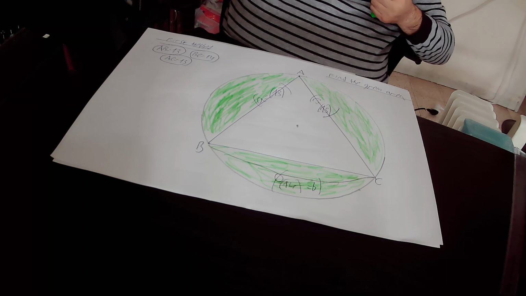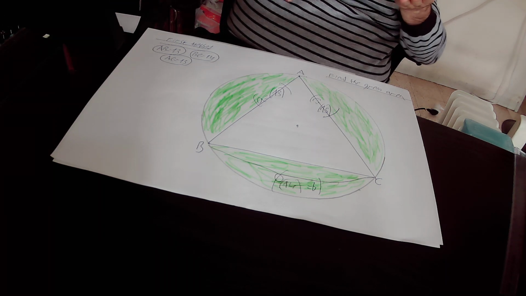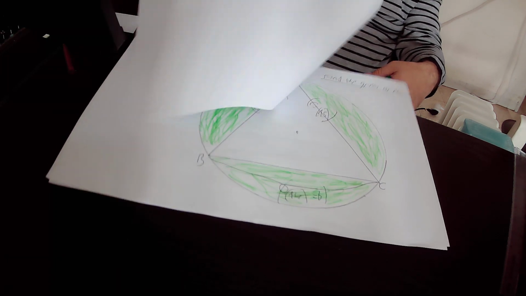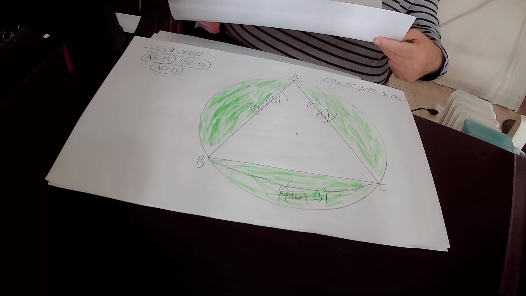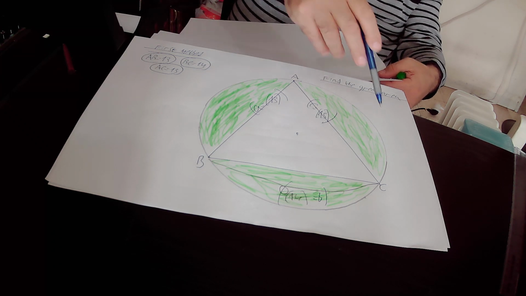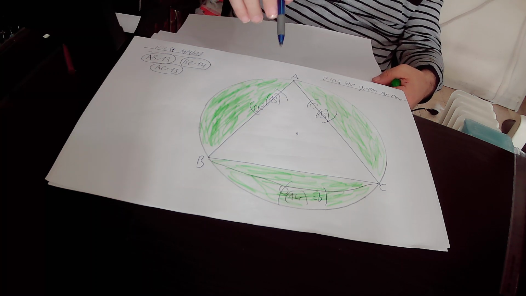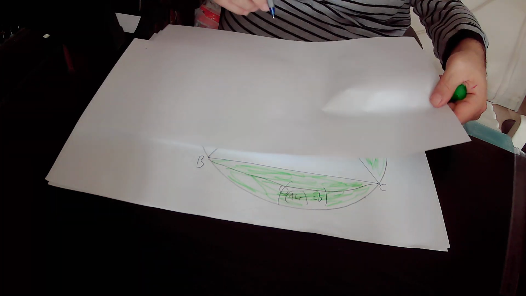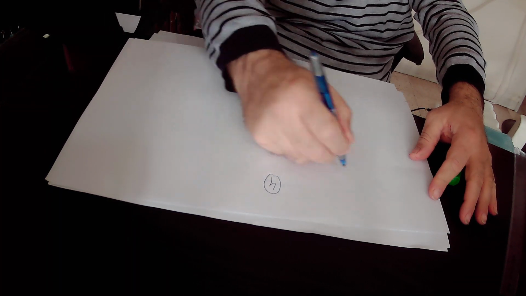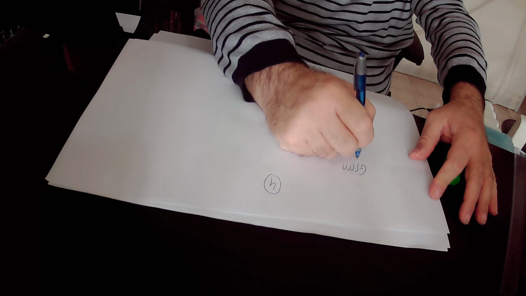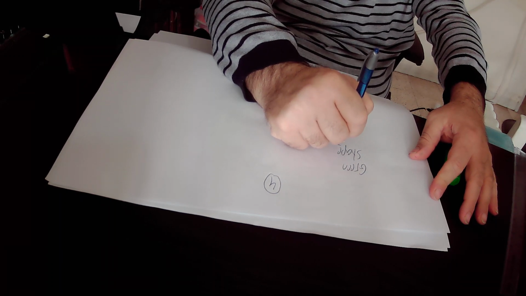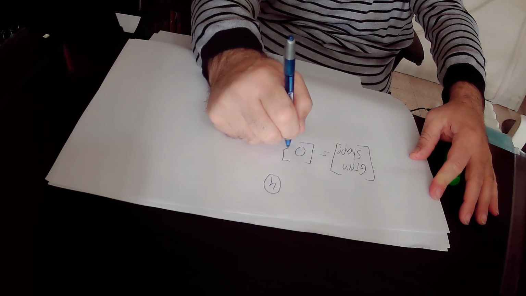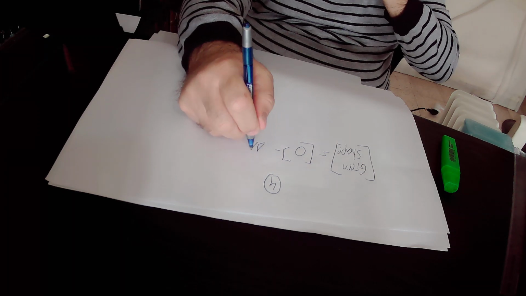Now it is very easy to find out the area of this circle. The area of any circle equals 2 pi times the radius squared. Okay, I repeat again that the area of this green shape equals the area of the circle minus the area of triangle ABC. I'll write it down again. The area of the green shape equals the area of the circle minus the area of triangle ABC.